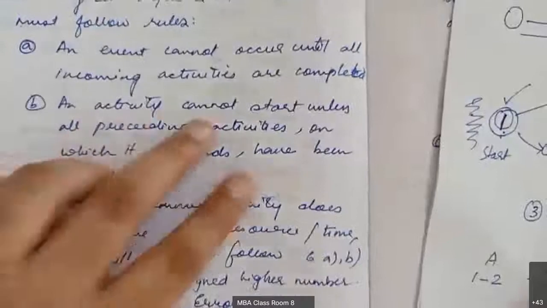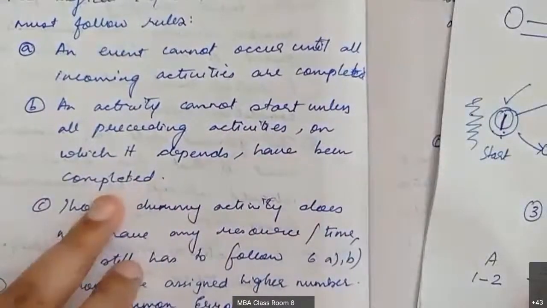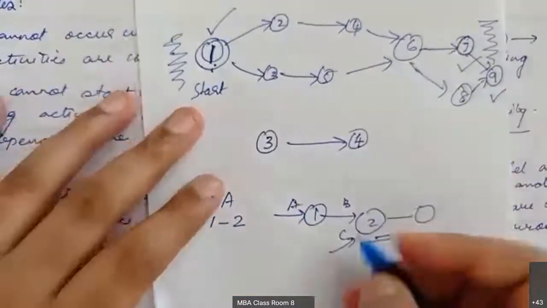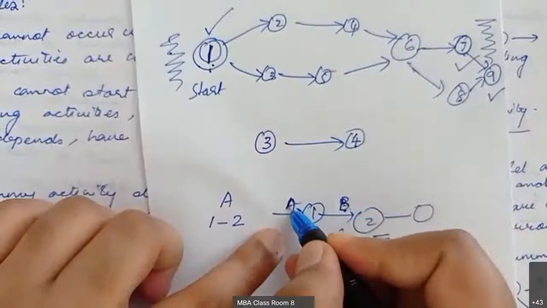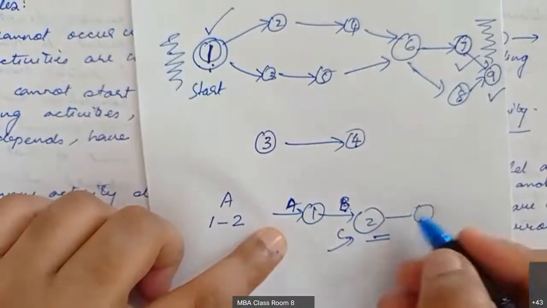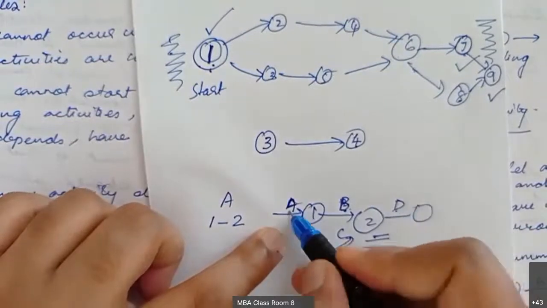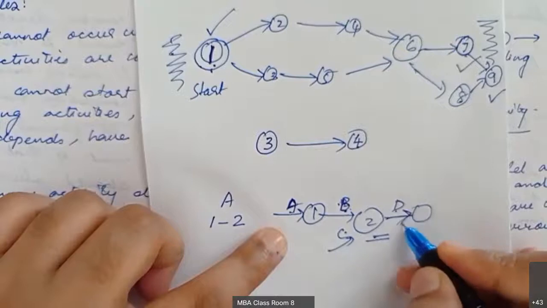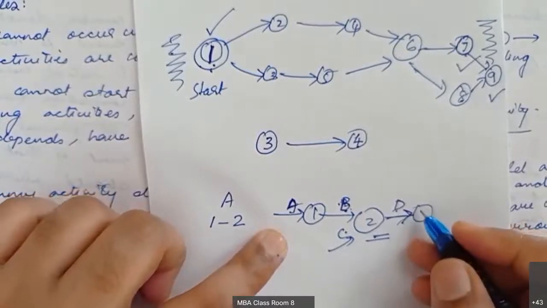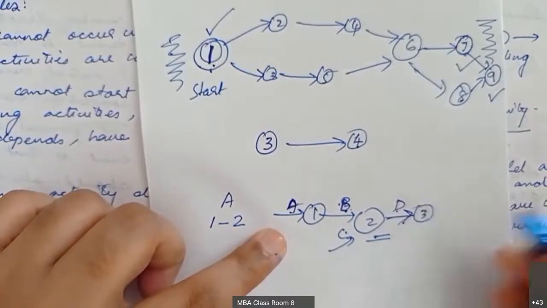Next one, an activity cannot start unless all preceding activities on which it depends have been completed. For example, here we have an activity called B. B cannot start unless A is completed. Similarly, if you have an activity here D, D cannot be started unless A, B and C are completed. So what we write in this arrow mark is called the activity and what we write inside the circle is called an event. So here it is events.